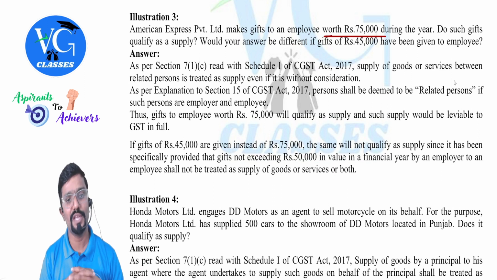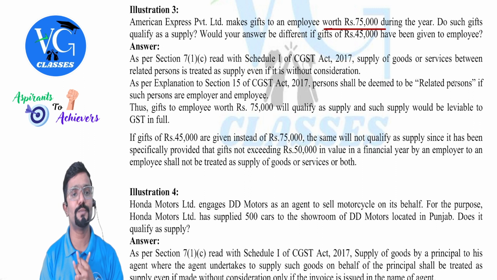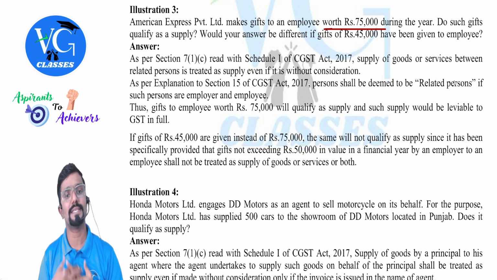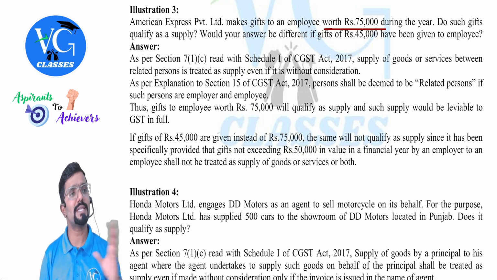As per section 71C, read with Schedule 1 of the CGST Act 2017, supply of goods or services between related persons is treated as supply even if it is without consideration. As per the explanation to section 15 of the CGST Act, a person shall be deemed to be a related person if such persons are employer and employee. Employer and employee will always be related, guys. Thus, gifts to employee worth 75,000 will qualify as supply, and such supply would be leviable to GST in full. Means on the entire 75,000.